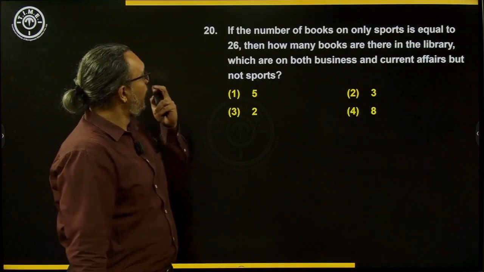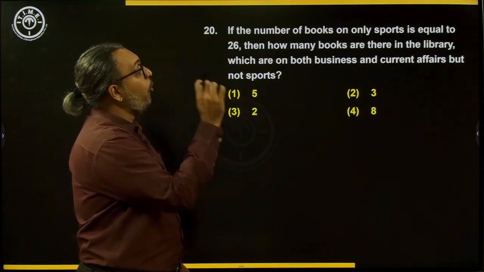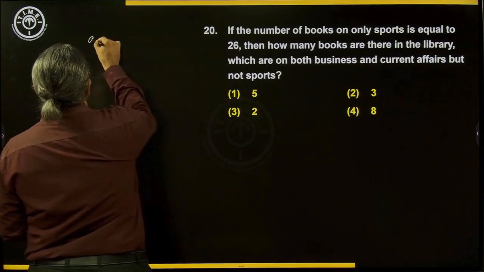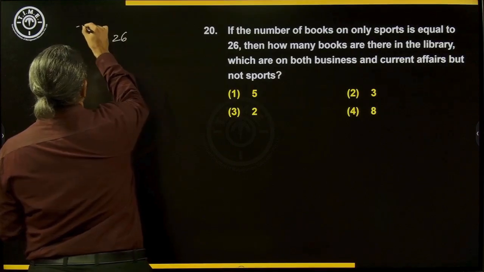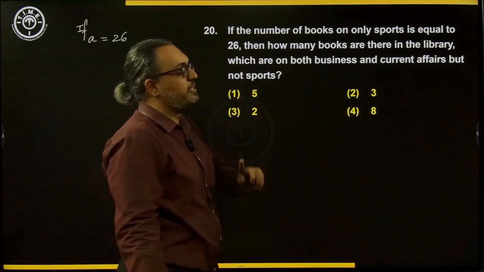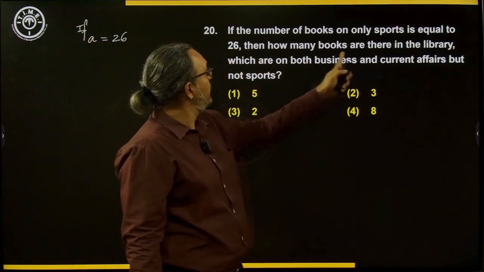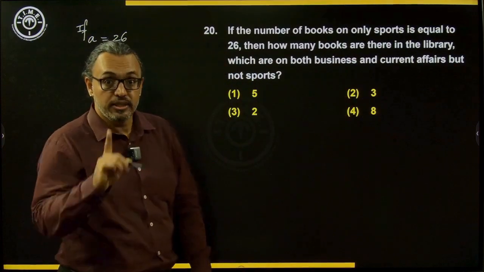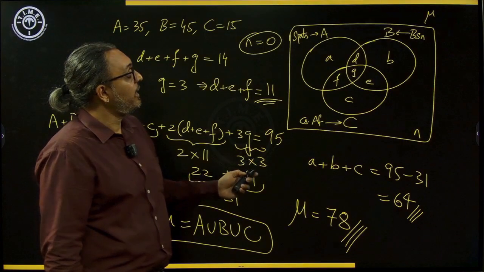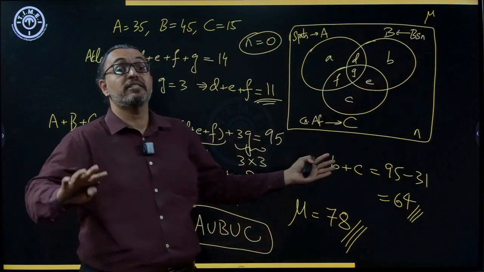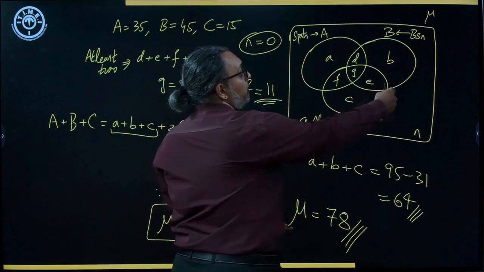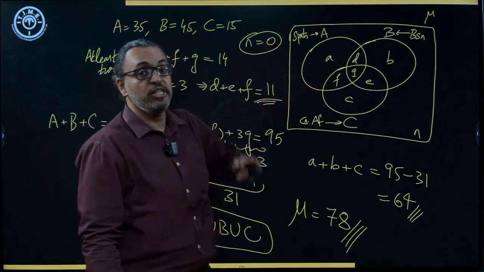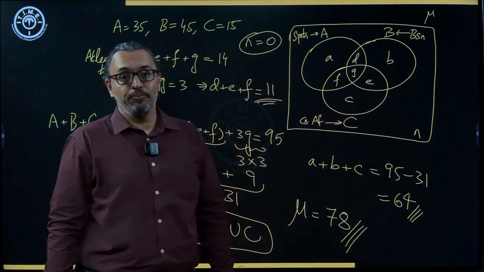Correct? Then if the number of books on only sports is equal to 26. So only sports, we took sports as capital A. So only sports is small a. So if small a is 26, correct? Then how many books are there in the library which are on both business and current affairs, but not sports? Now see what he says. Business and current affairs. And is intersection. Intersection means common, which is G and E. But at the same time, he says not sports. Means you remove G. So he's asking what is E value.